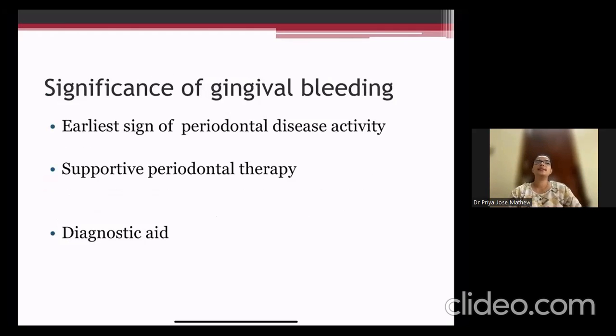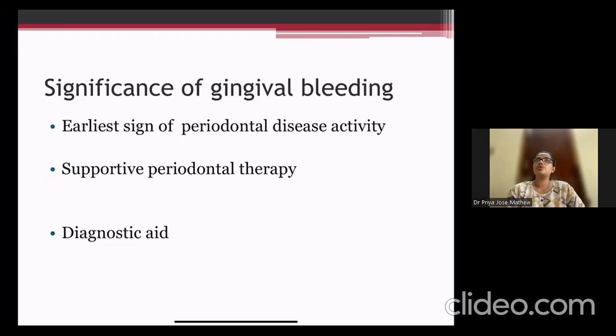Okay, so what is the significance of gingival bleeding? As we know, it is the earliest sign of periodontal disease activity. When we say it is the earliest sign, the first area in which the bleeding starts is the interdental papilla. So if there is bleeding in the interdental papilla, that means the periodontal disease condition is progressing. Now we have to assess whether it has pertained to gingivitis or whether it has advanced to periodontitis.